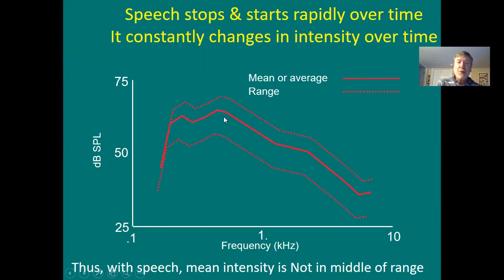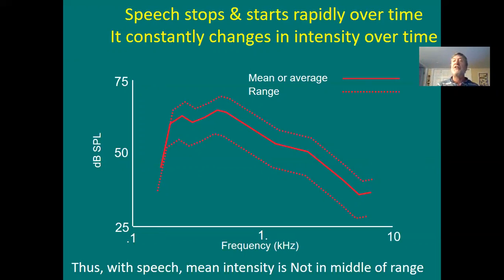So look at the range of speech loudness, speech intensity. You can see the dots at the top, the dots here, and look at the mean or average. It's not in the dead center of the range, is it? It's 12 dB below the top and 18 dB above the bottom. It ain't in the middle, Jack. And that's because the intensity of speech changes rapidly over time.